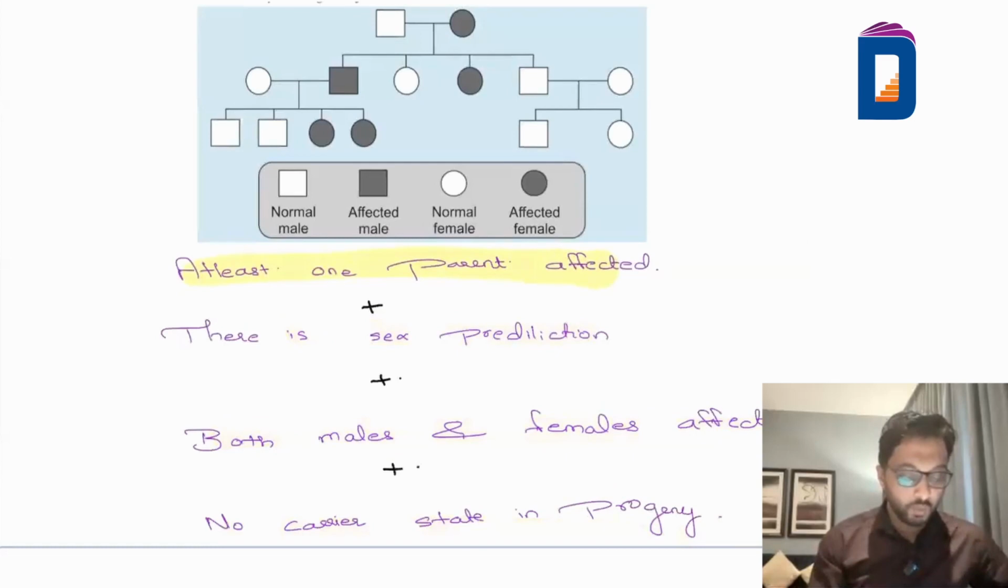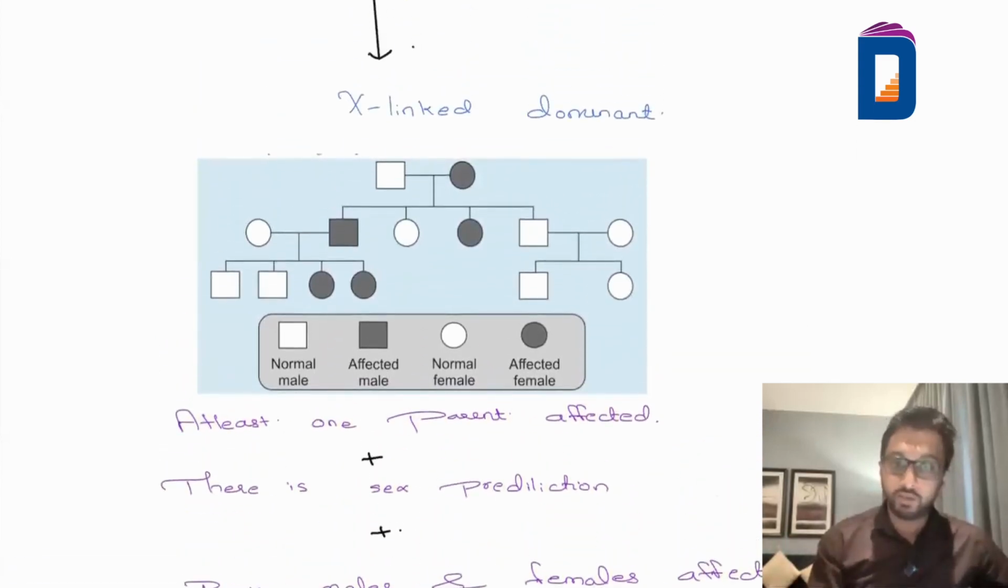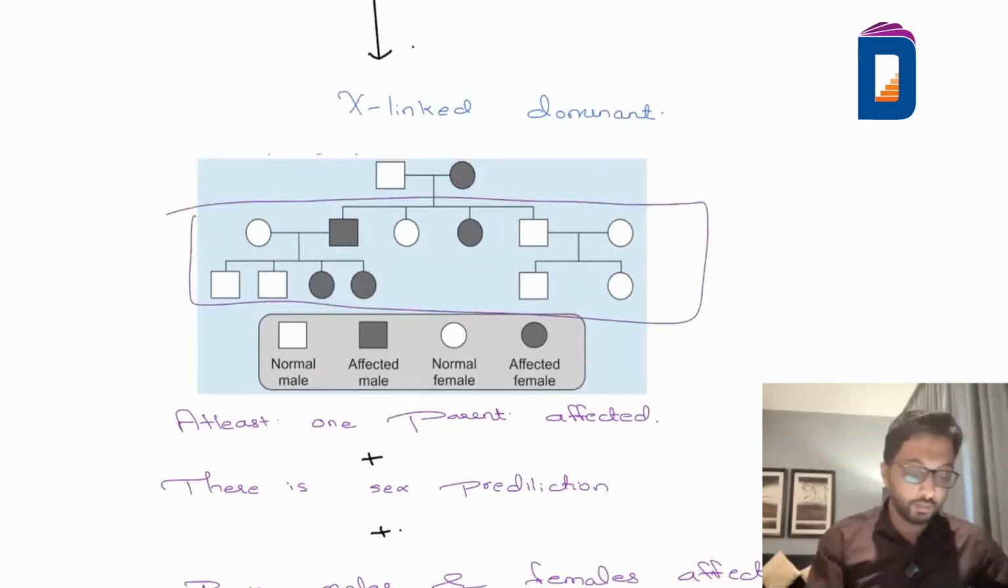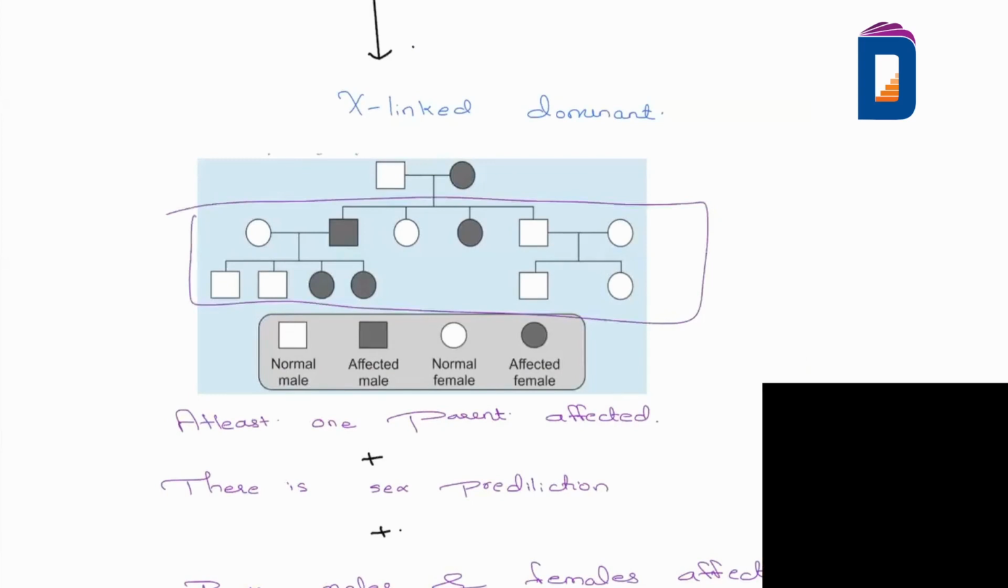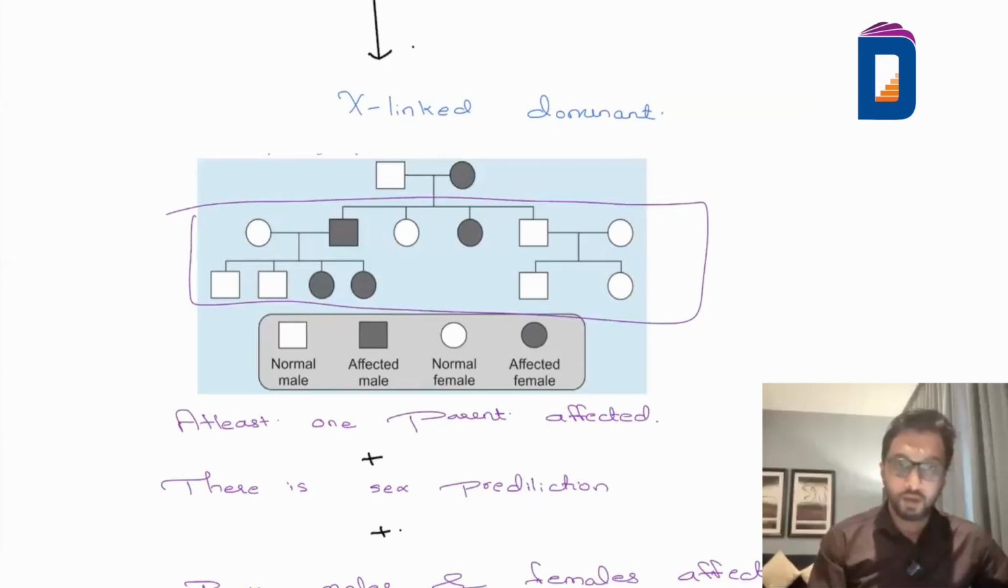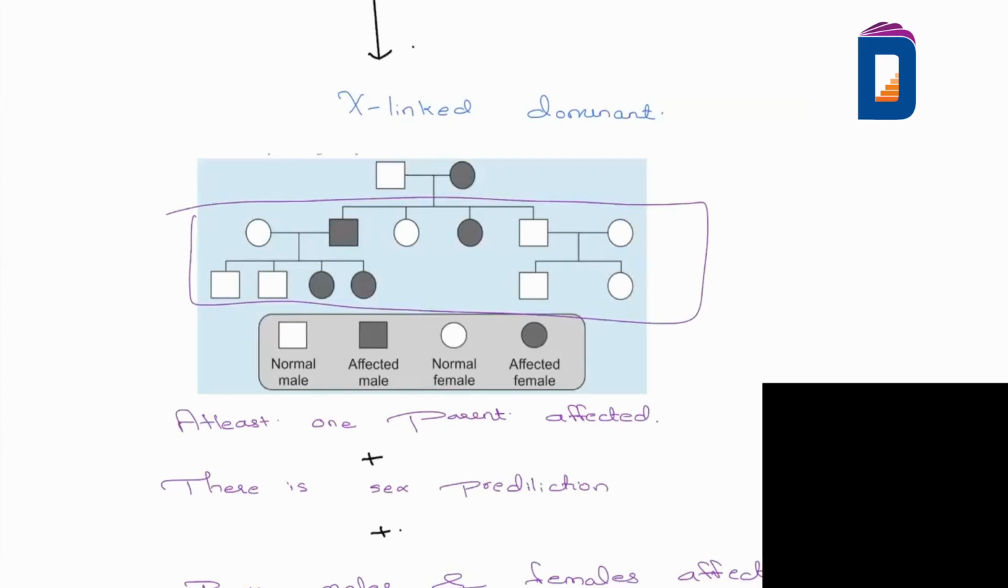Now you ask me, how do you know whether there is a sex predilection or not? Is there a sex predilection here? Forget about the parents, the first generation. What about the sex predilection? Is there any sex predilection in the progeny? No. Are you sure? Both males and females have disease in X-linked dominant.